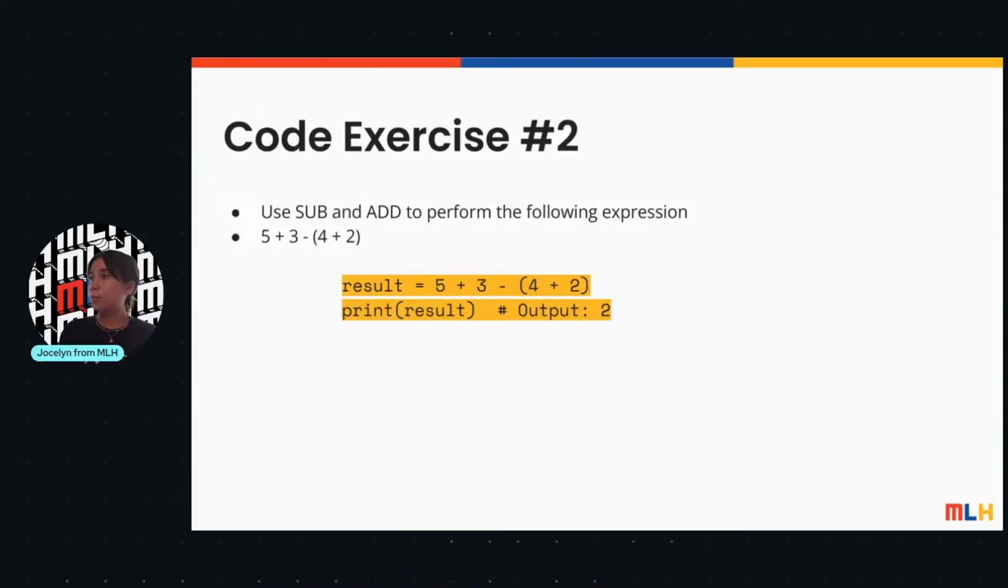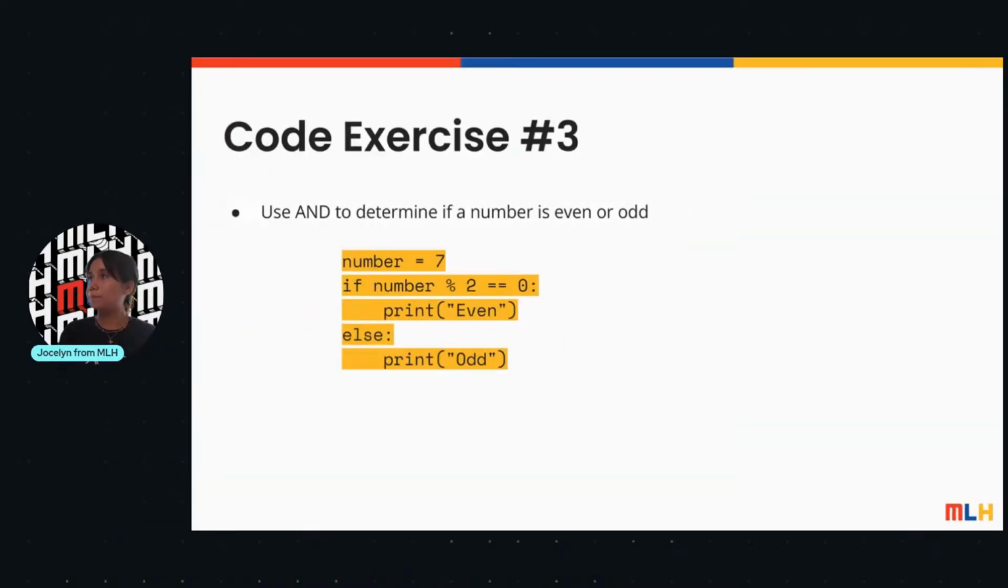Okay, so moving on to our third exercise. For the third exercise, we want to use AND to determine if a number is even or odd. So how are we going to do this? We're going to use this logical operator called AND to determine if the number that I'm having in there is even or if it's odd.